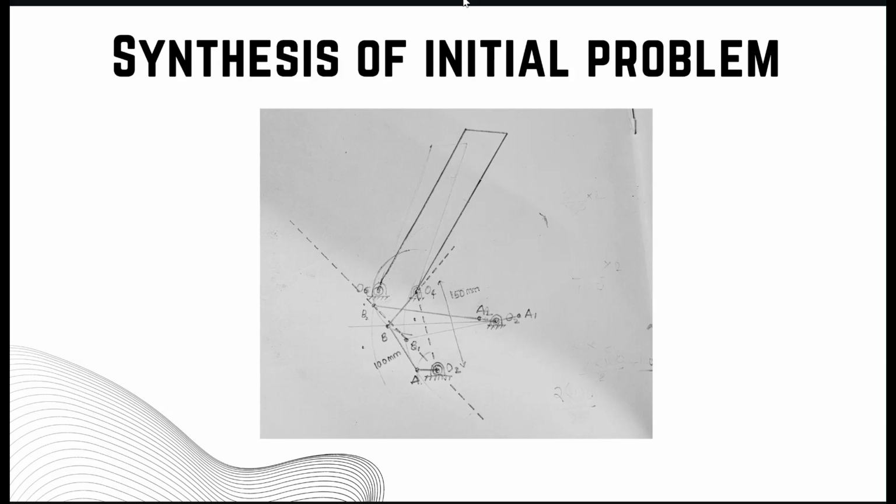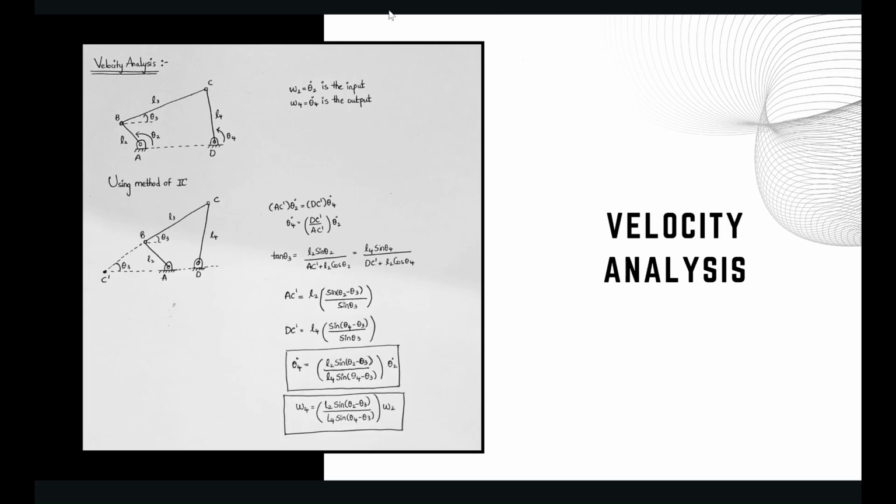I am considering the length of O2O4 to be 150 mm, and O2A and O2B were already defined as 30 mm and 80 mm in the question. Now we would get the length of AB to be 100 mm, and we can say that this is a crank rocker mechanism. Let us now perform the velocity analysis using Kennedy's theorem, the IC method. Here omega 2 is input and omega 4 is output. Here we are doing the velocity analysis using the IC method.